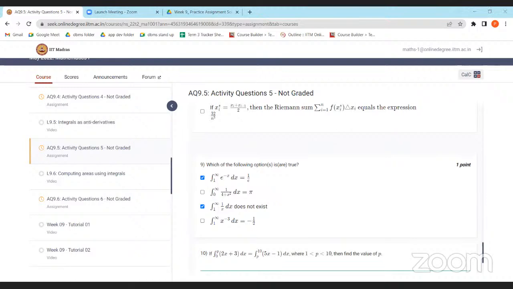What is the integration of e to the power x? The e to the power minus x plus 1 upon minus x plus 1. No, no. I think it's minus 1 by e^x.